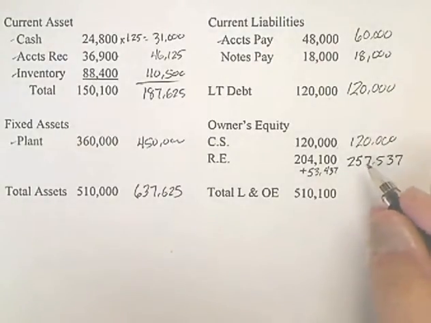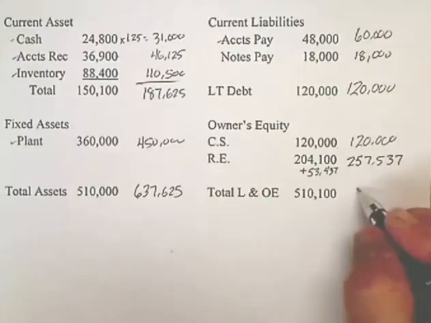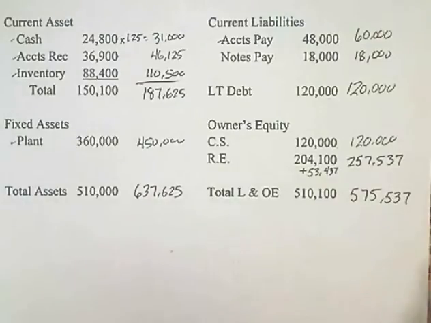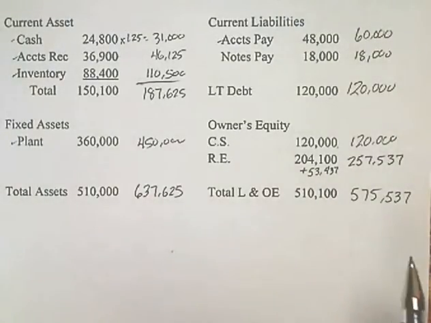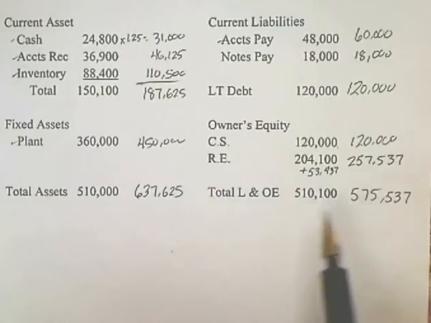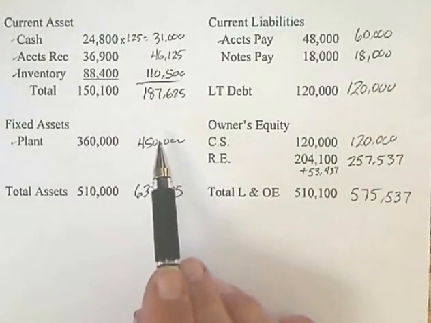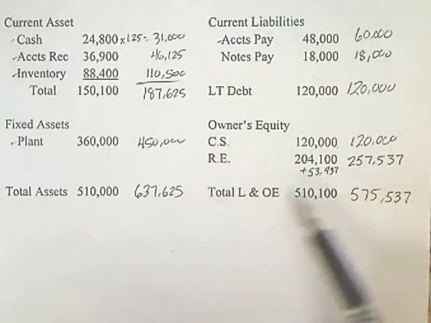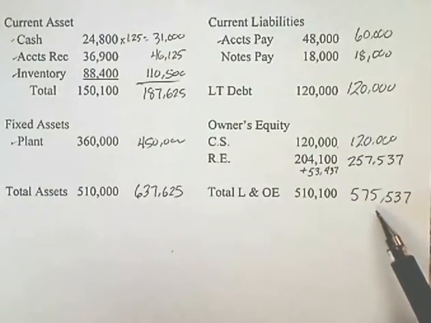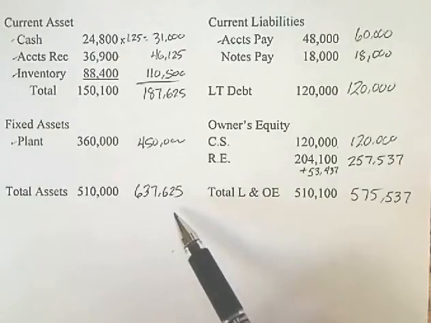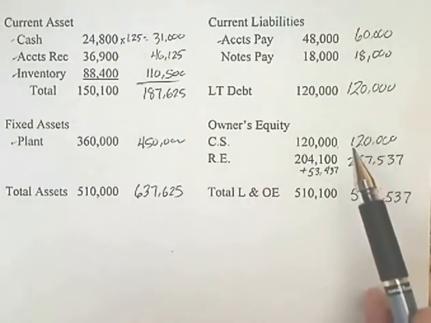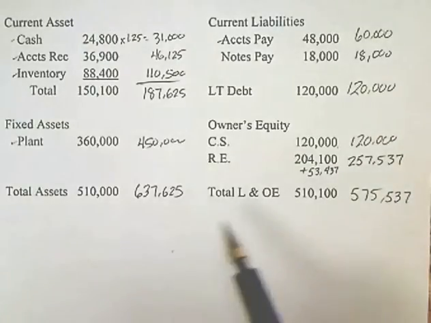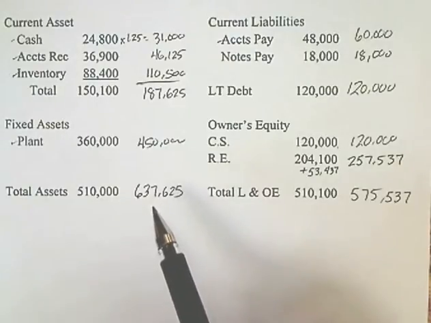And our total liabilities and owner's equity then is going to be 575,537. And you'll notice that we don't balance. And that's our problem, and that's why we're going through this process: what's going to happen to our assets given a 25% rise in sales? Well, they're going to go up to 637. What happens to our liabilities? They only go up to 575, which means our assets have to go up, and we have to get that money from somewhere. Either it's coming from retained earnings, or we're going to have to borrow more money, but we don't have enough money to support this rise in assets in order to support our sales.